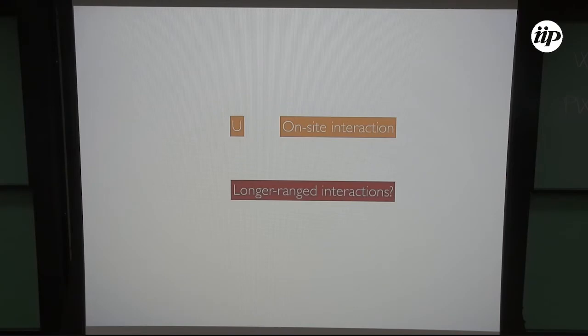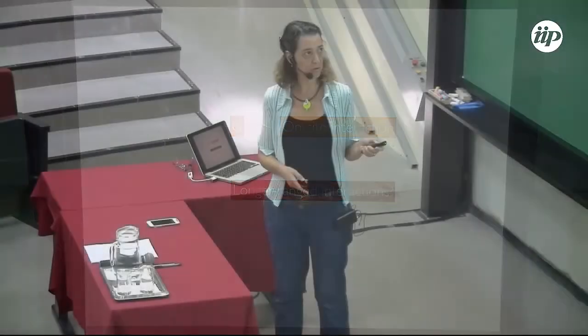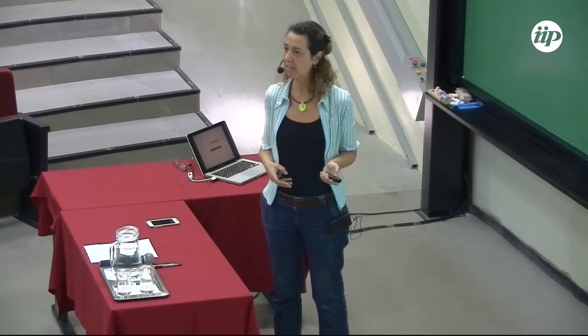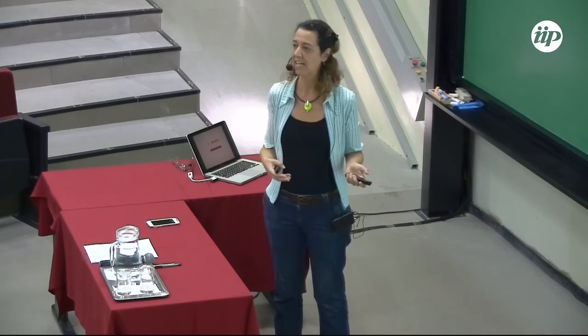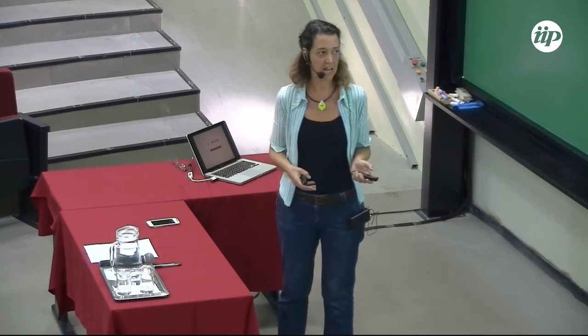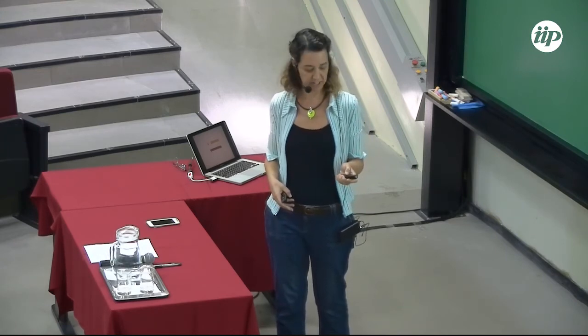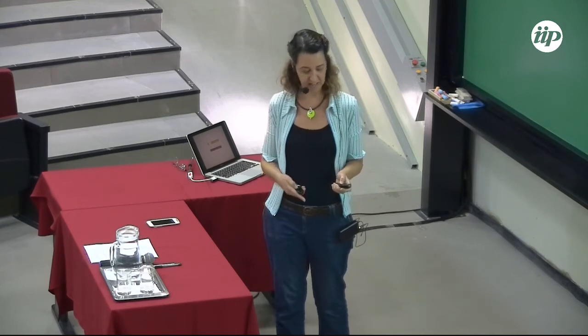So all I have described thus far was with on-site interaction and only U. And although this is interesting and there's a lot of physics in it, when we turn back to materials, is that enough to describe the physics of materials such as the cuprates and things like that? So the question is, should we care about long-range interactions, and what's the physics that lies there when we do that?